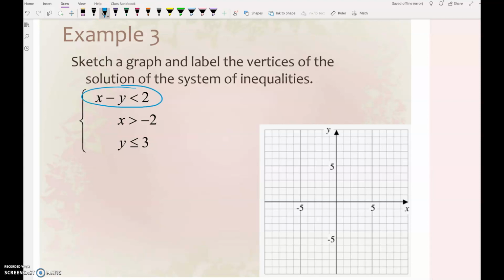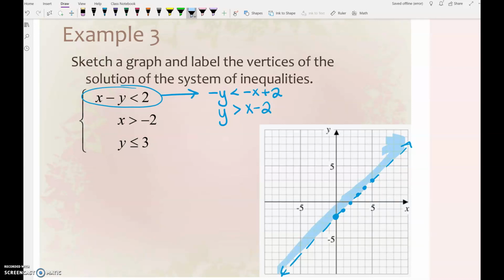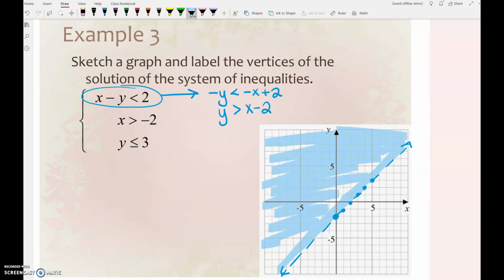Okay, so this first one, we would need to subtract x on both sides, so -y is less than -x plus 2. We'd divide by -1, and that would give us y is greater than positive x minus 2. So we start at -2 on the y-axis, a slope of 1, and this is going to be a dashed line. And it's shaded up. I think I'm going to use highlighter on this one. So that's all of this area.